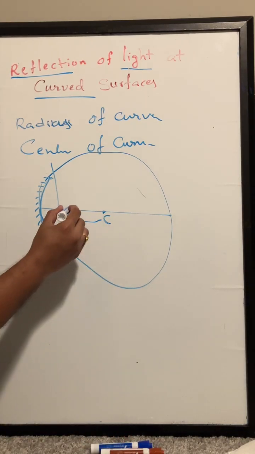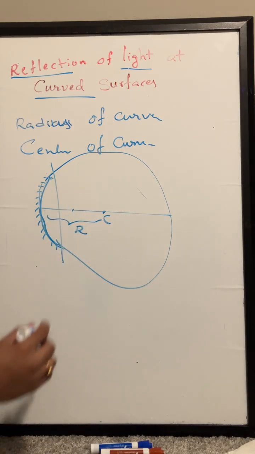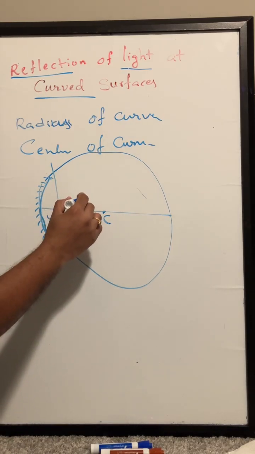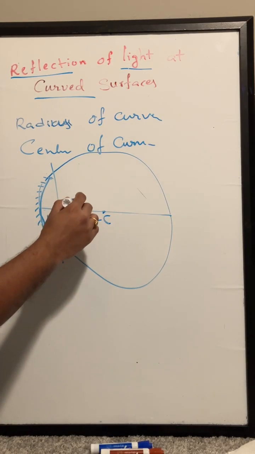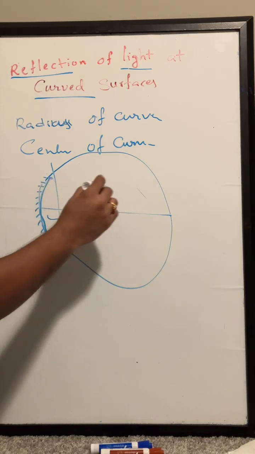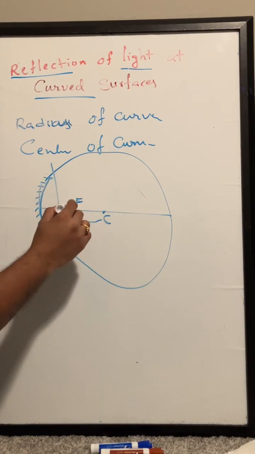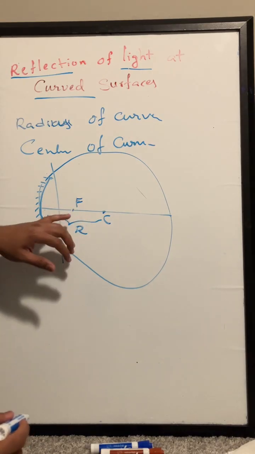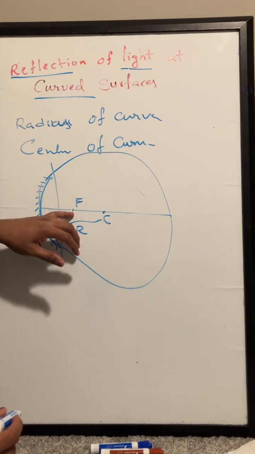Another important fact is that there will be a focal point. We already discussed that when all the parallel light rays are intersecting at the focal point.